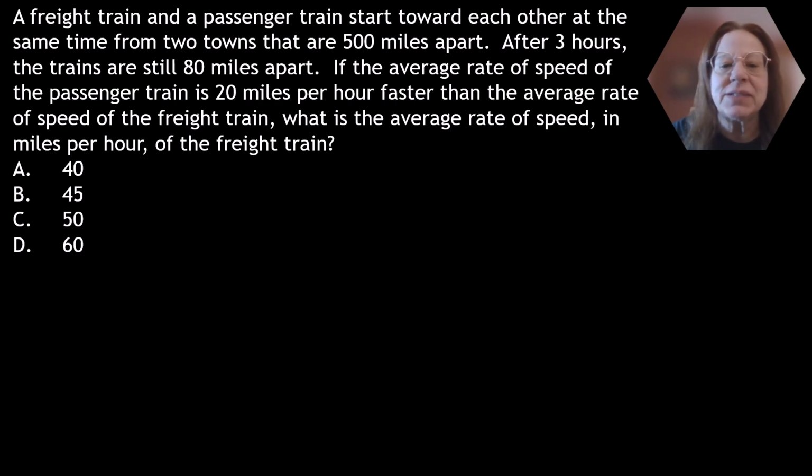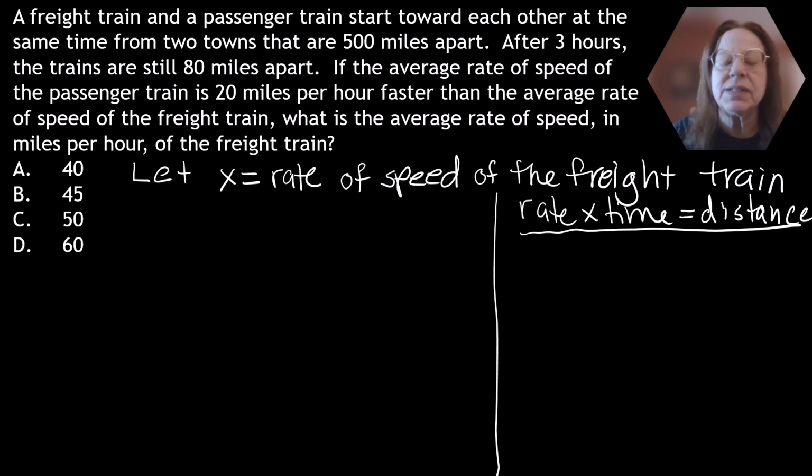A freight train and a passenger train start toward each other at the same time from two towns that are 500 miles apart. After 3 hours, the trains are still 80 miles apart. If the average rate of speed of the passenger train is 20 miles per hour faster than the average rate of speed of the freight train, what is the average rate of speed in miles per hour of the freight train? Okay, so let's let x equal the rate of speed of the freight train.